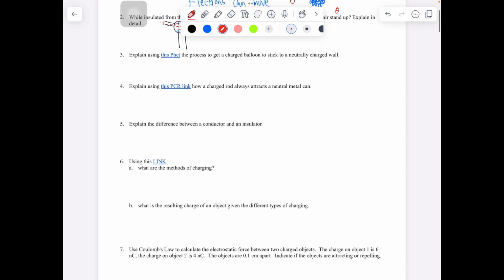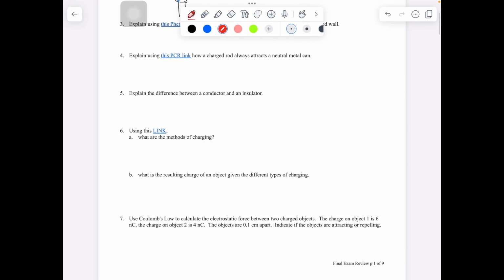Let's head back into our document. Explain the difference between a conductor and an insulator. Well, in a conductor, the electrons are free to move. In an insulator, the electrons are not free to move. They are locked mostly in place.